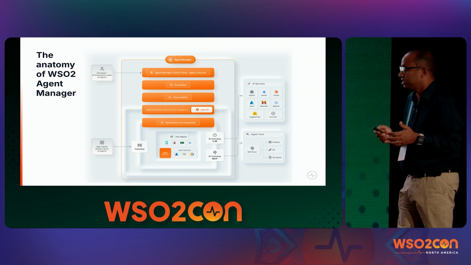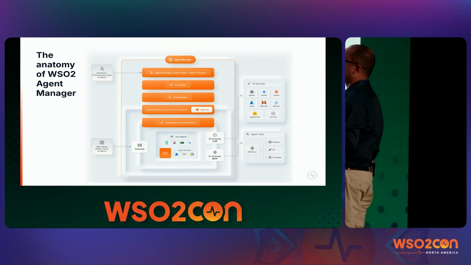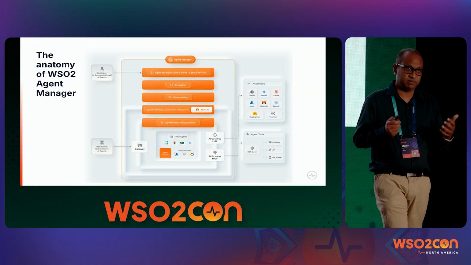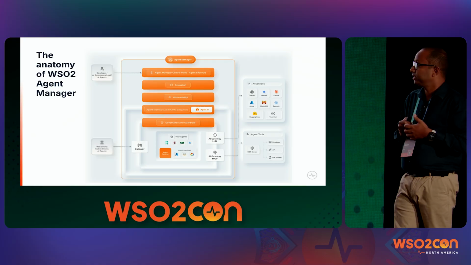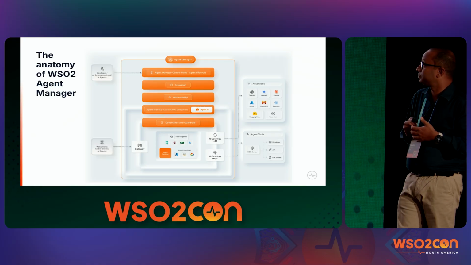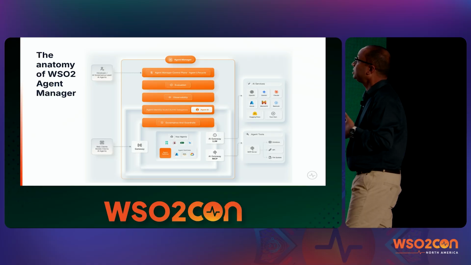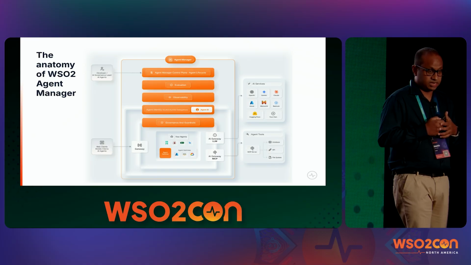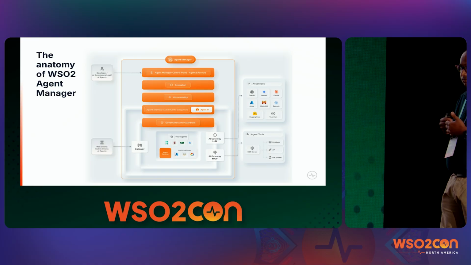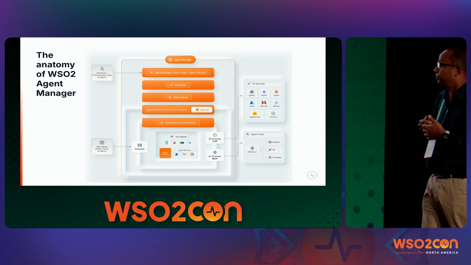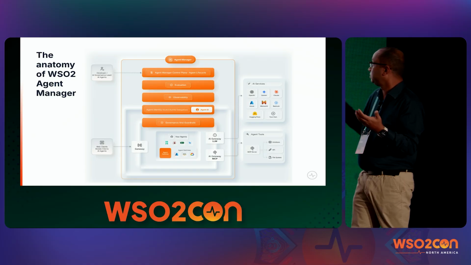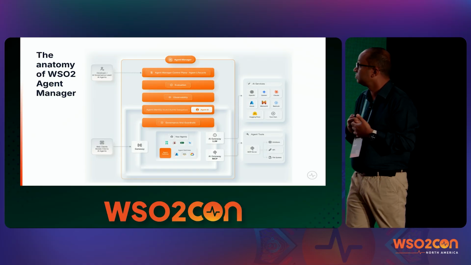Right. So this is the anatomy of WSO2 Agent Manager. You have the same image on the website as well. So let's drill down a bit. You can see the Agent Manager boundary, and there are things that the Agent Manager interacts with, for example, LLMs and tools, MCP servers, file systems, and so on.